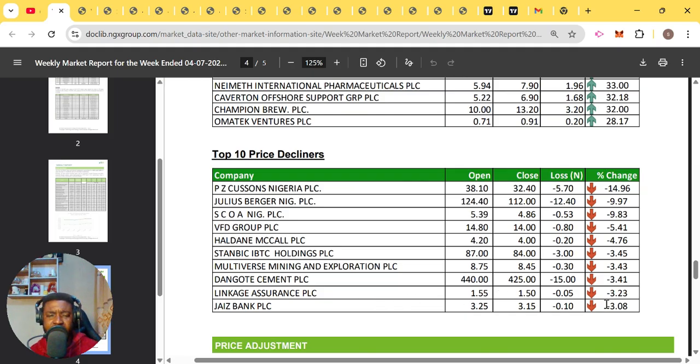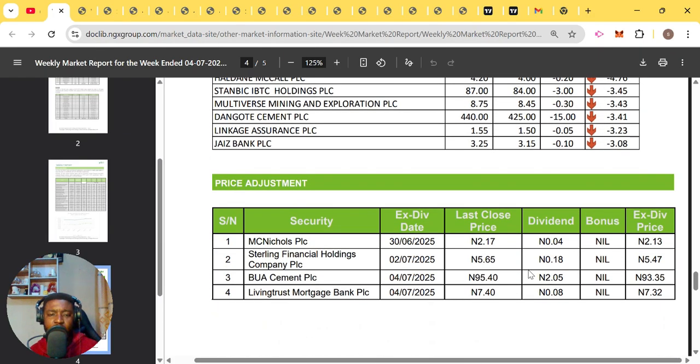So Dangote Cement also deep from 440 to 425. And Link Assure also deep from 155 to 150. That's 3.23. And we have Jais deep from 325 to 315. That's minus 3.08. So we have these for price adjustment.